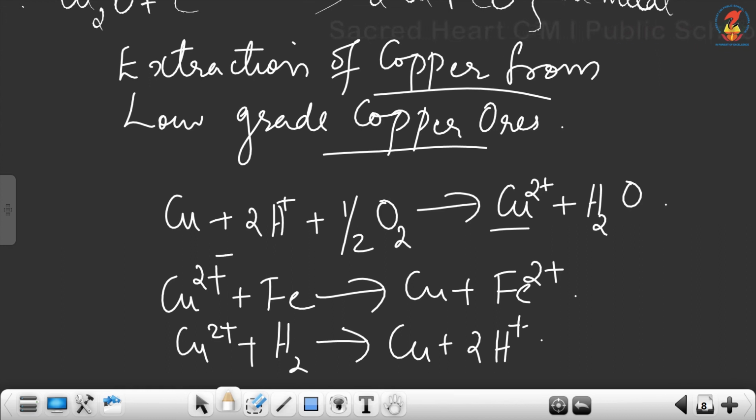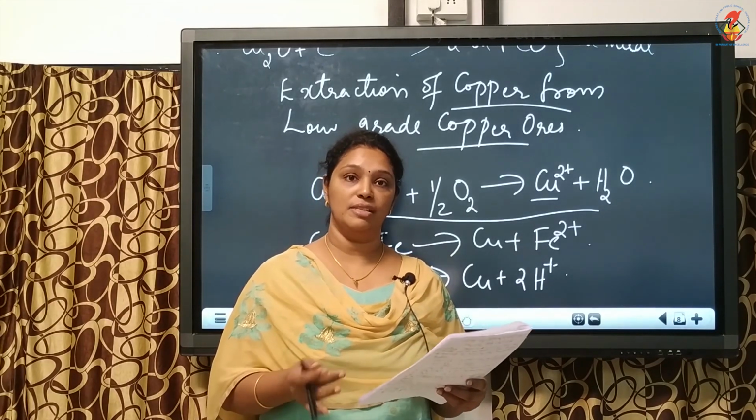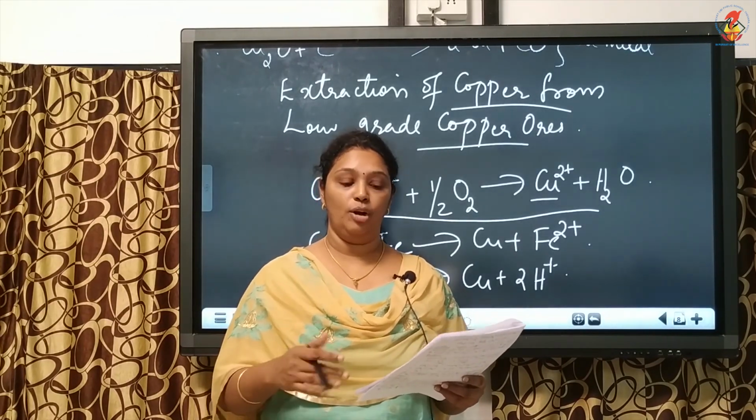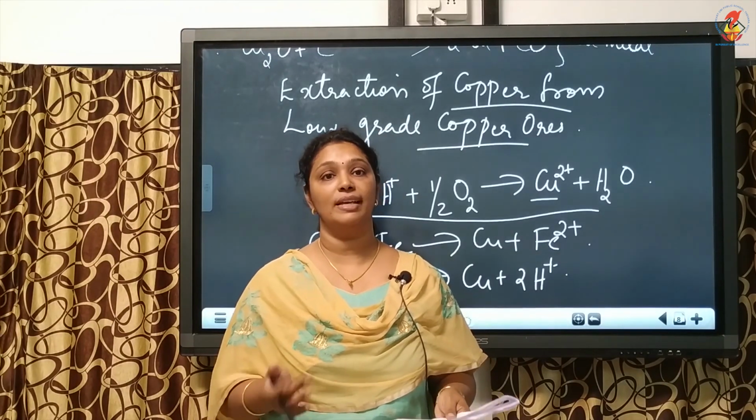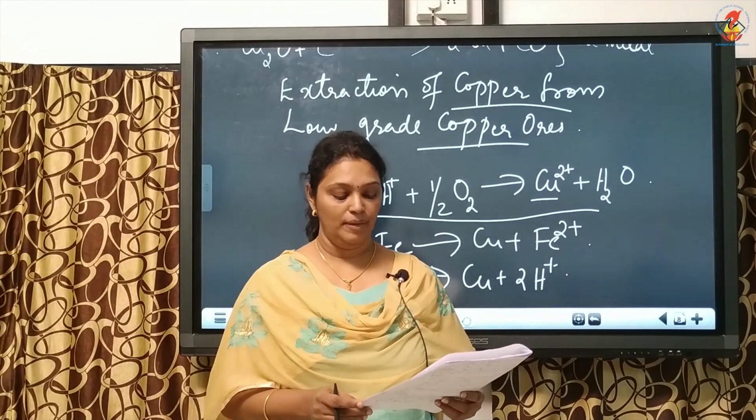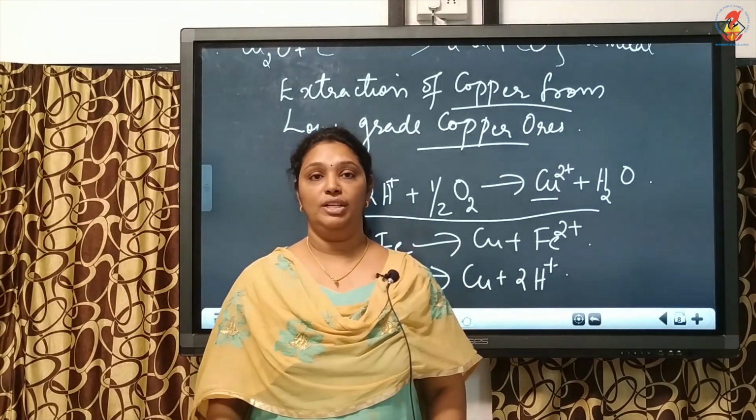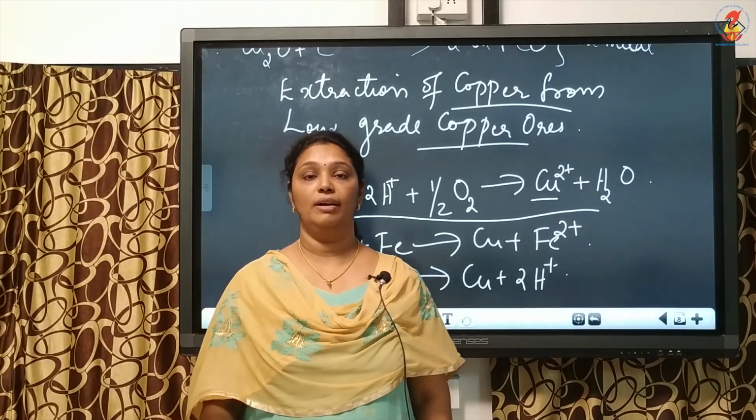The first step is leaching of low grade copper using bacteria or acid in presence of air, and copper goes into solution as Cu2+. The second step is reduction of Cu2+ using iron or hydrogen. So this is the extraction of copper. With this we finish all the extraction of metals.